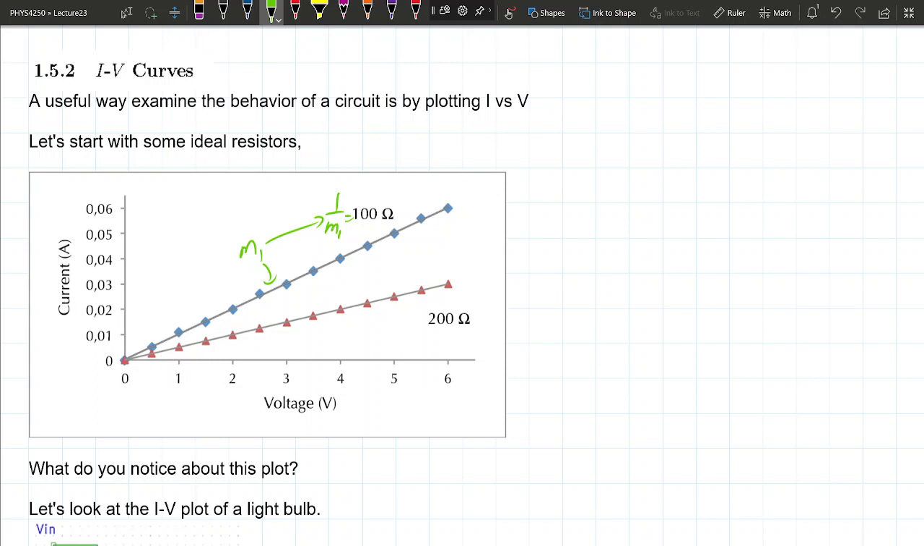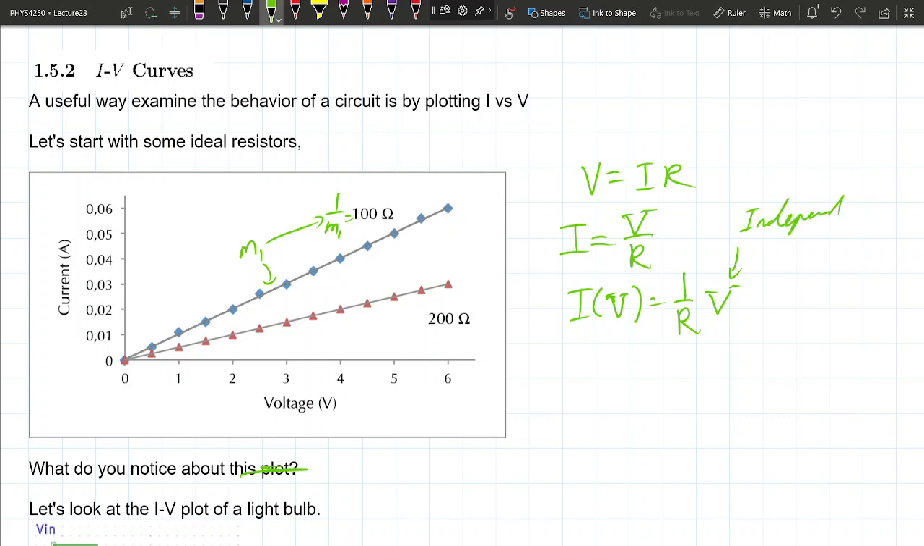I think I just said what you notice about this plot. But do you notice anything else besides the color? This is something you're going to do in the lab, analyzing this plot for resistors and light bulbs. Yes, and that's because of Ohm's law: V equals IR. If I solve this equation for current, what should I get? V over R. So this is current as a function of voltage, and the slope is 1 over R. This is the dependent variable, and this is the independent variable. That's why the slope is inversely proportional to the resistance.